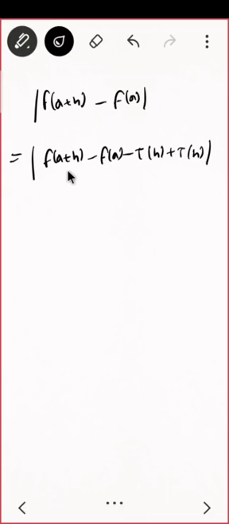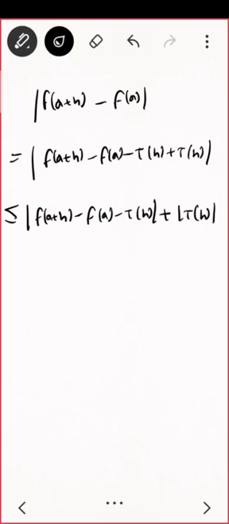But here we are having one more term, that is T of h. So you'll add and subtract T of h. That is f of a plus h minus f of a minus T of h plus T of h. If you use the triangle inequality, it will be mod of f of a plus h minus f of a minus T of h, plus mod T of h.